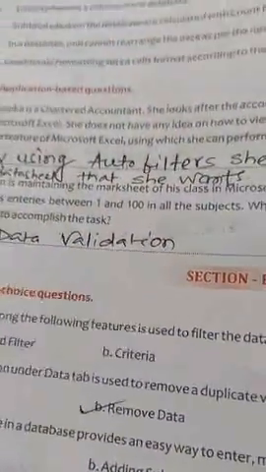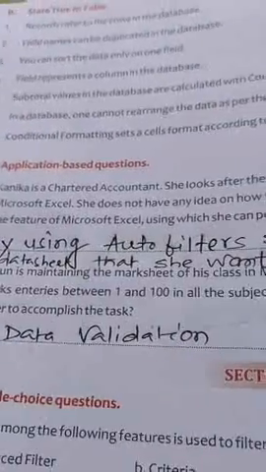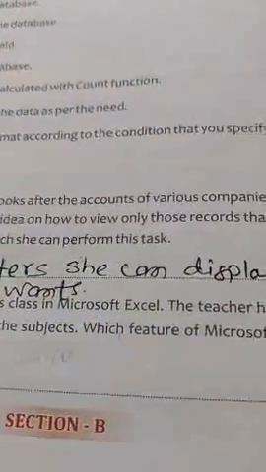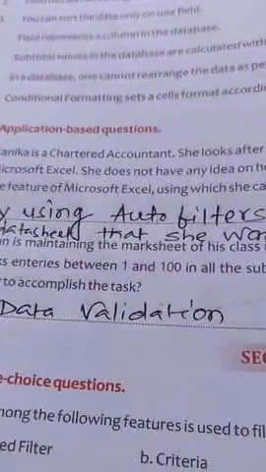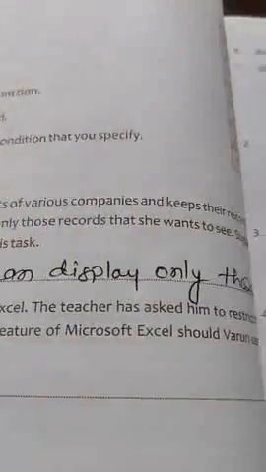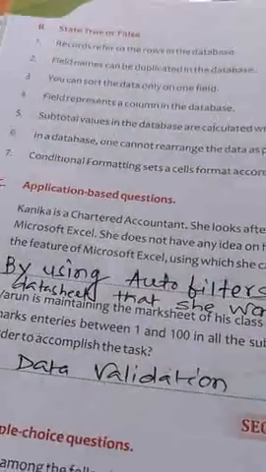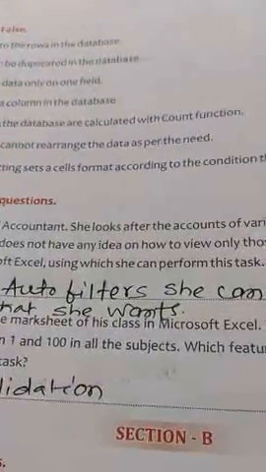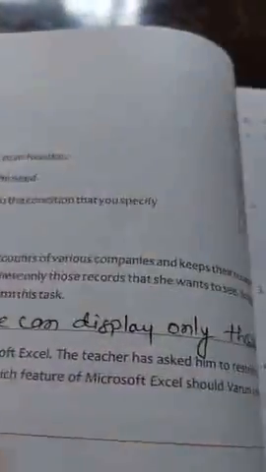Here are some application based questions. Kanika is a chartered accountant. She looks after the accounts of various companies and keeps their records in Microsoft Excel. She does not have any idea how to view only those records that she wants to see. Suggest the feature of Microsoft Excel using which she can perform this task. Answer is by using the auto filter. She can display only that data that she wants to see.